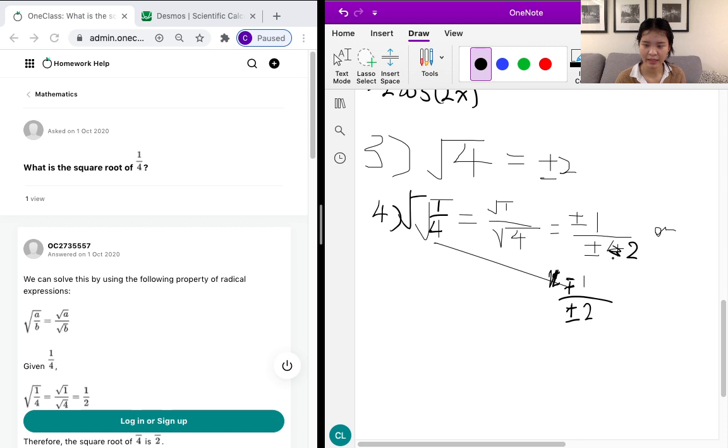Okay, but this would actually only get us 2 results, because positive 1 over positive 2 is positive 1 half, and negative 1 over negative 2 is positive 1 half. Similarly, negative 1 over positive 2 and positive 1 over negative 2 are both negative 1 half. So the result of the square root of 1 over 4 is positive 1 half or negative 1 half.